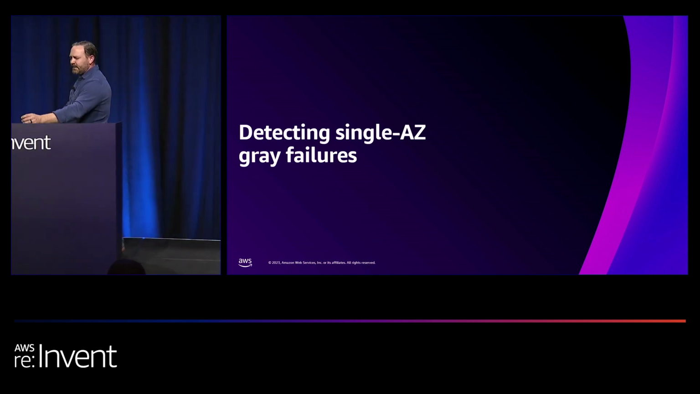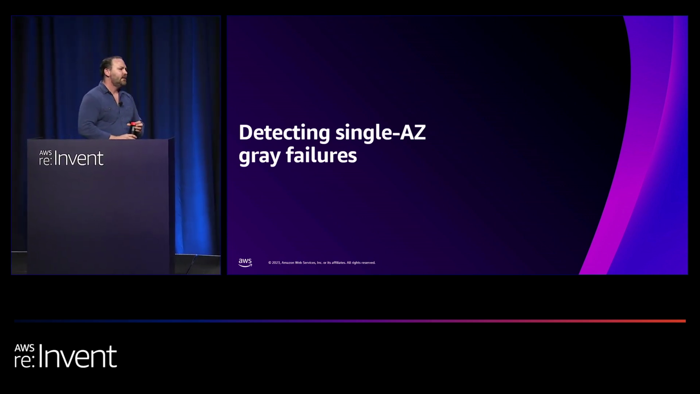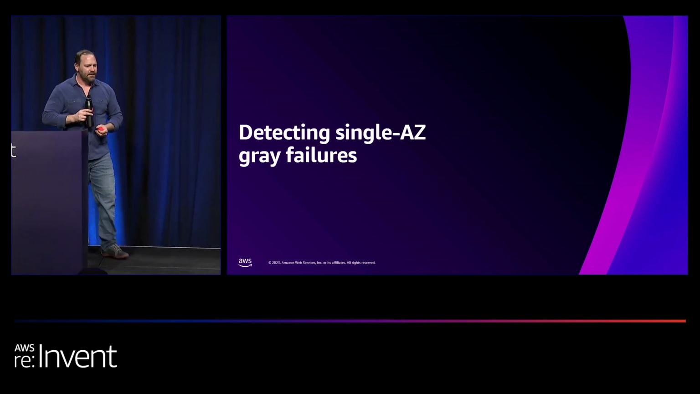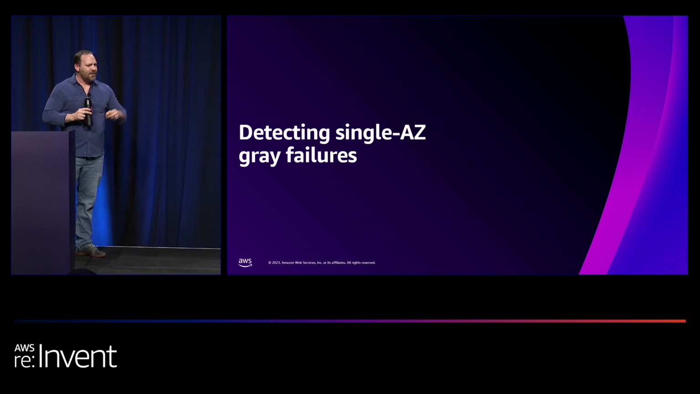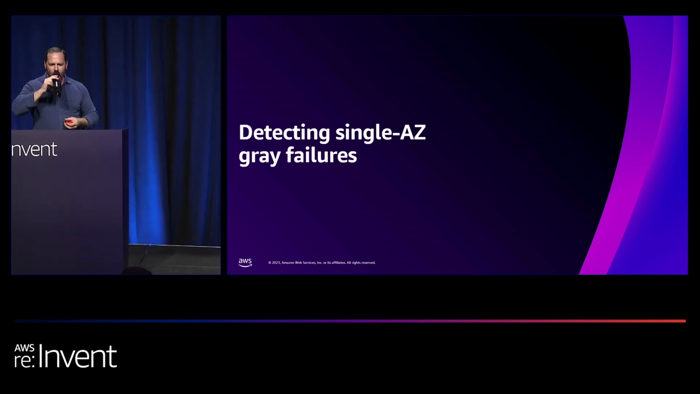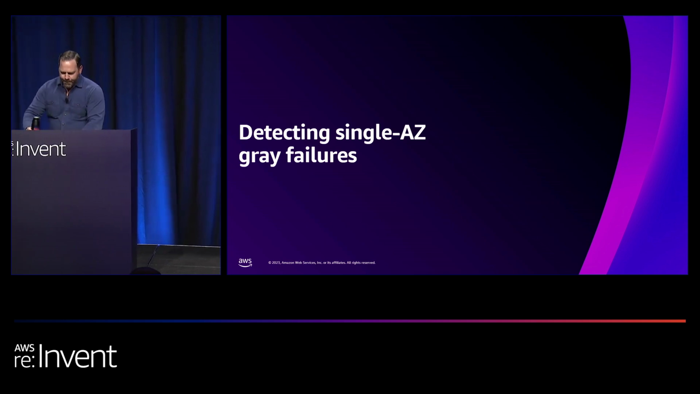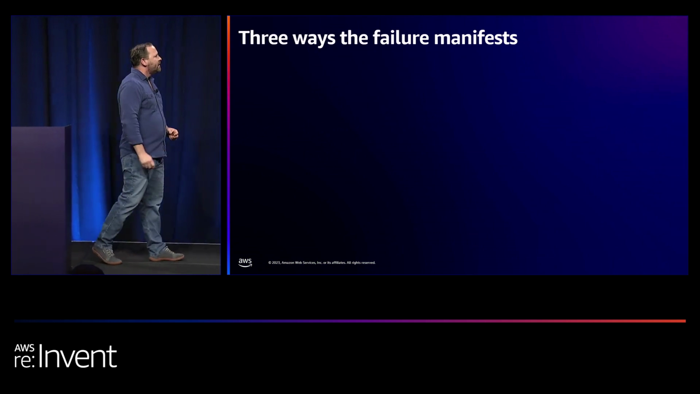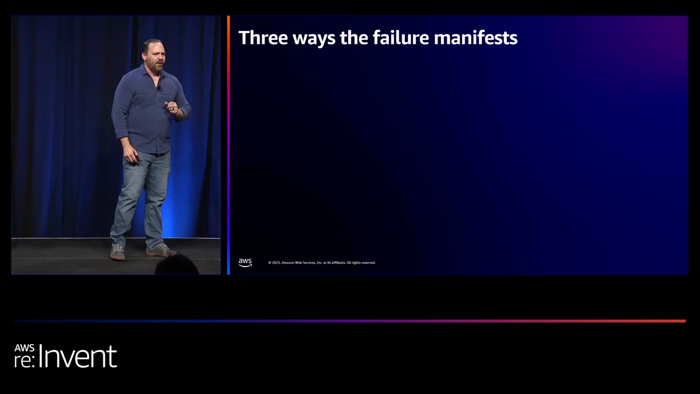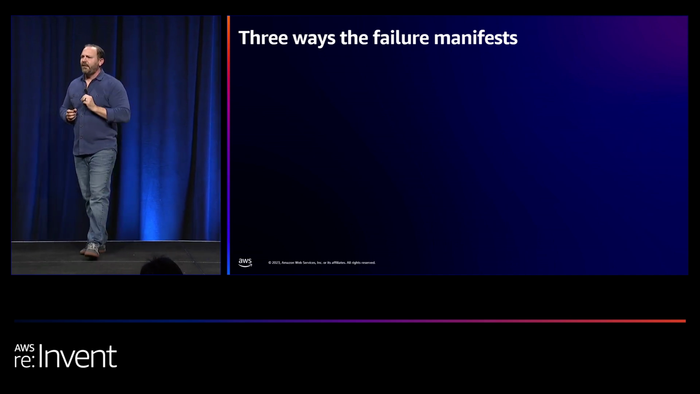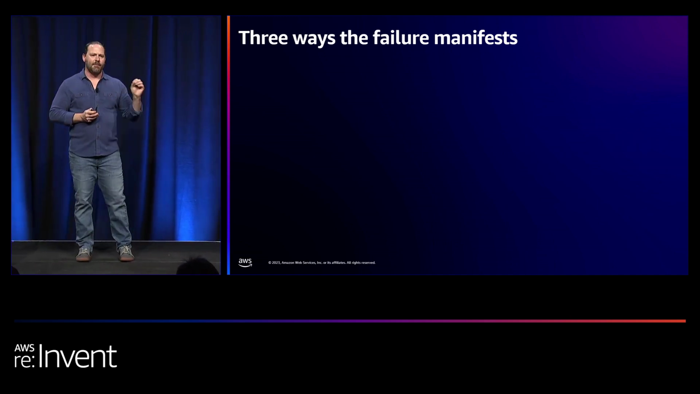Okay, so we've talked about hosts and how we can detect and mitigate gray failures in single EC2 hosts. We can apply the same logic to finding single AZ gray failures as well. When we have a gray failure that impacts an entire availability zone, there are likely 3 different ways that this failure can manifest.